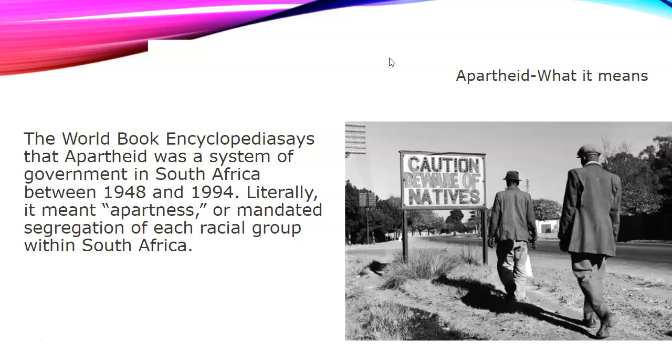But before we can get too far into talking about the book, we need to actually talk about one of the main topics in the book, which is apartheid. So apartheid is, or was, a system of government in South Africa between 1948 and 1994. The word itself literally means apartness or to separate, and it was a mandated segregation of the racial groups within South Africa. So a lot like the racial segregation that went on here in the United States, but way more relevant in that I was actually born in 1991 and this was still going on in 1994.